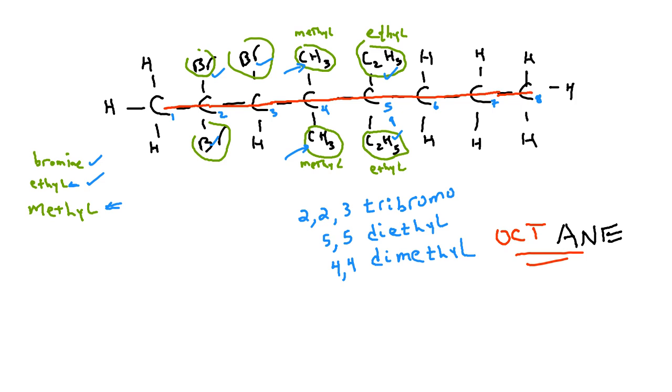part of that red longest chain. And so we have the bromine, the ethyl, and the methyl. And next, we just list where they are, which carbon. We have to determine whether to count from left to right or right to left. Okay, and I think this is obvious that left to right is the way to go.